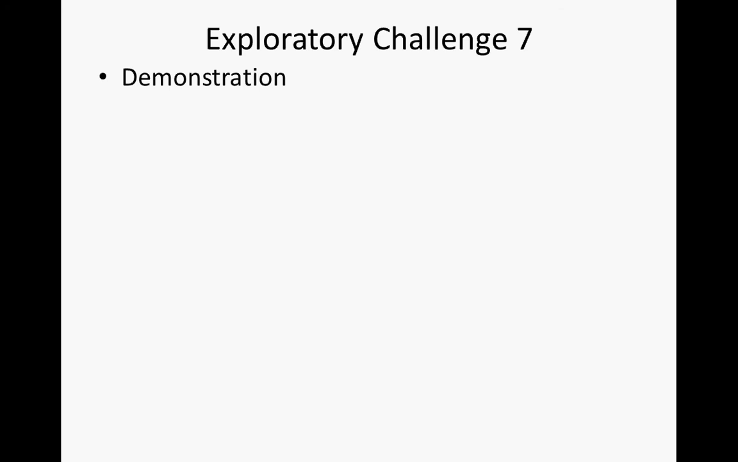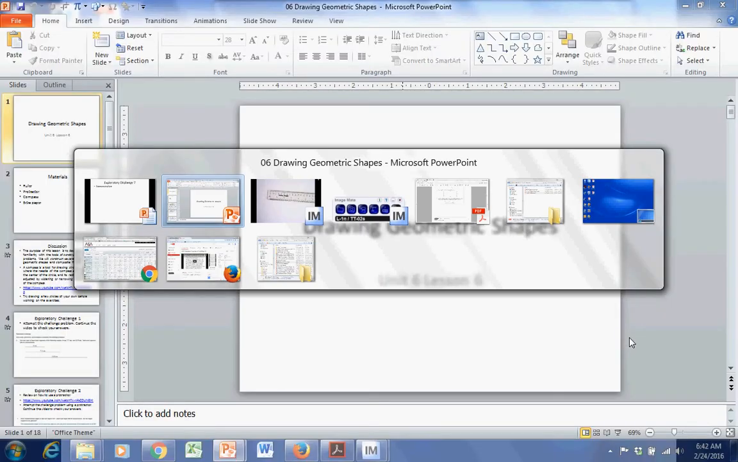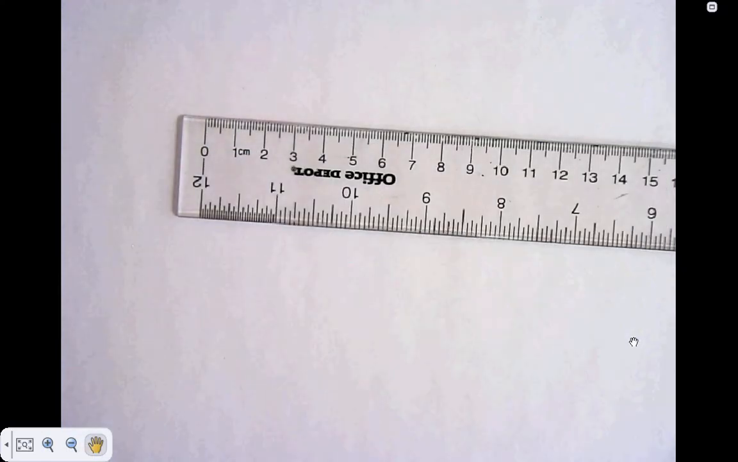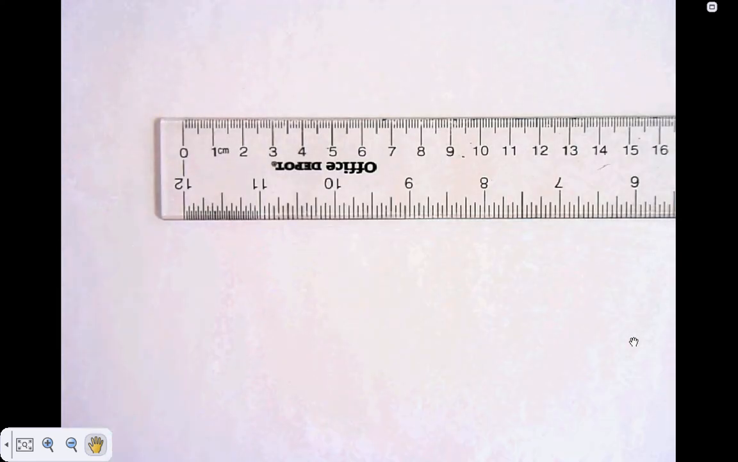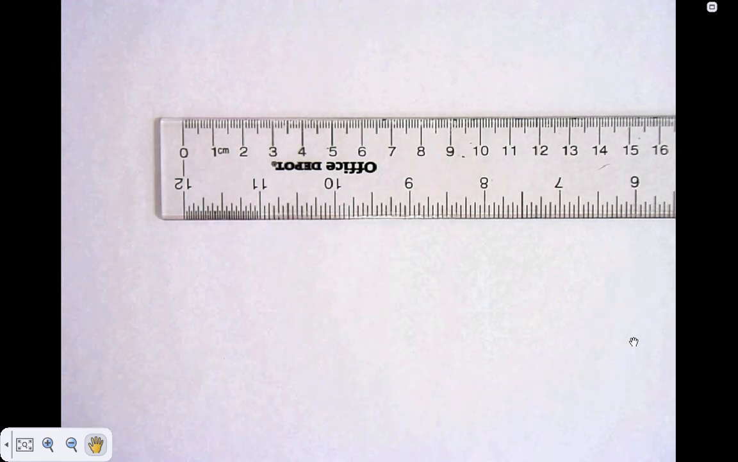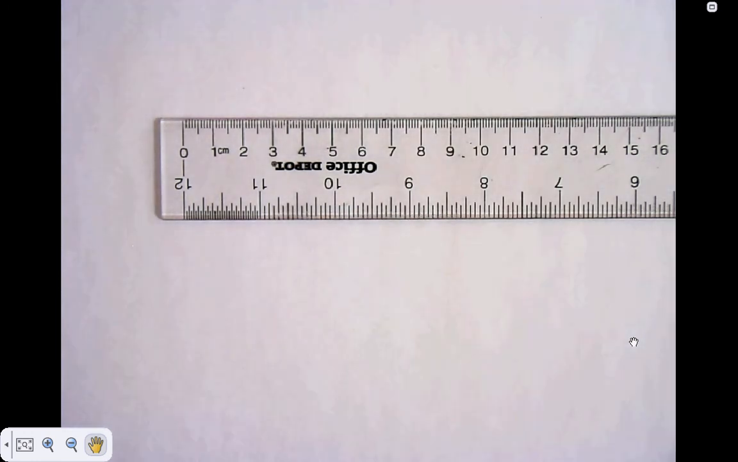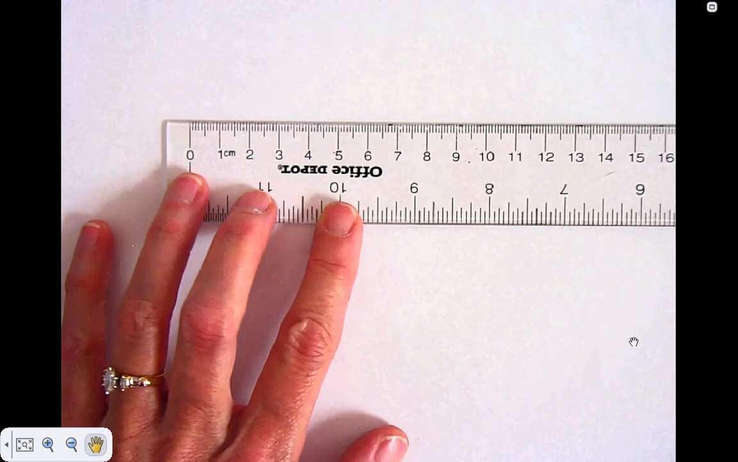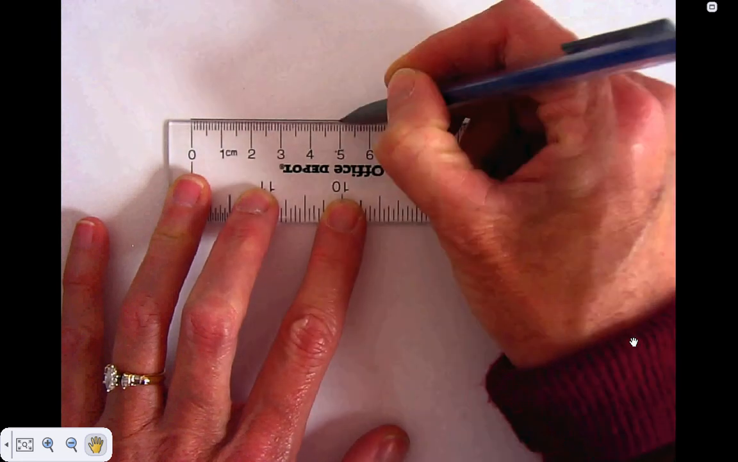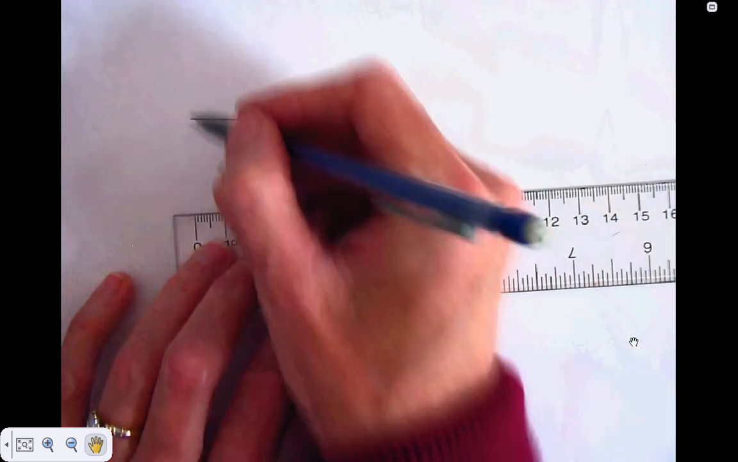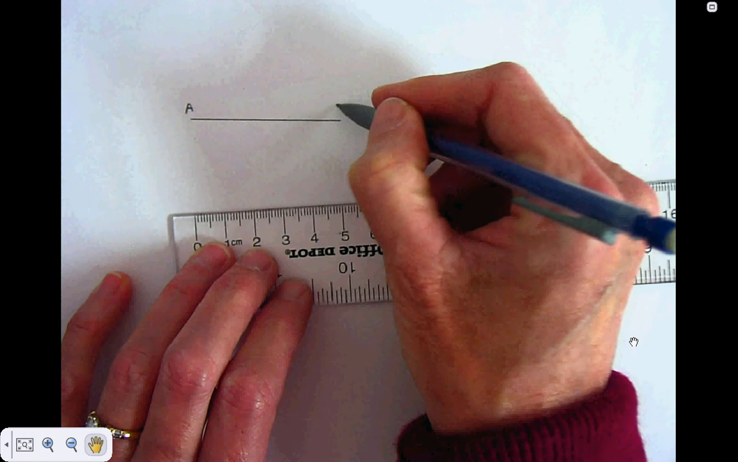Alright, for exploratory challenge 7, I'm going to go ahead and demonstrate. So we have our ruler, and what we're going to be doing is draw a segment AB that is 5 centimeters in length. So what we do is we are going to mark off 5 centimeters from 0 to 5, and we're going to label it A and B.